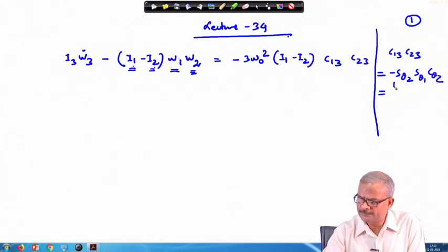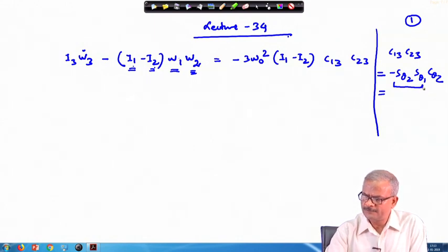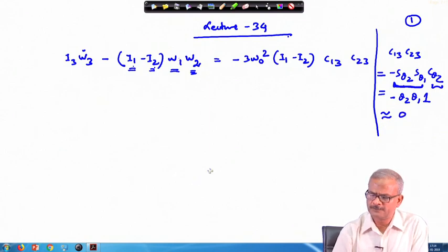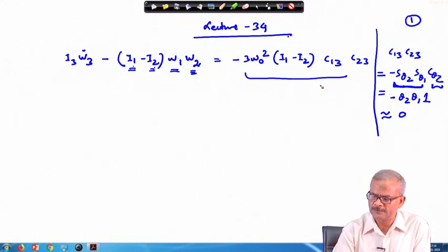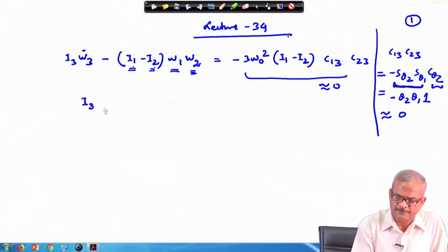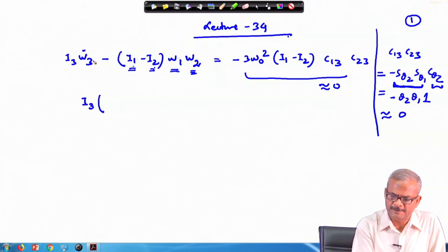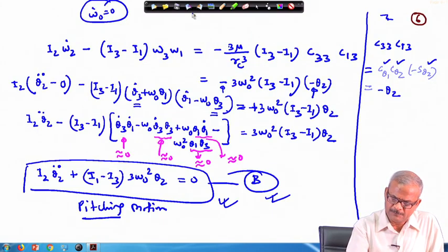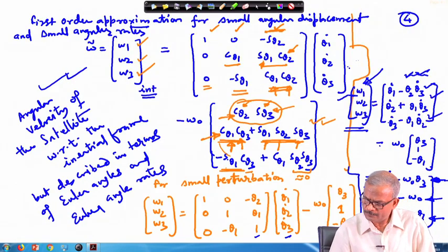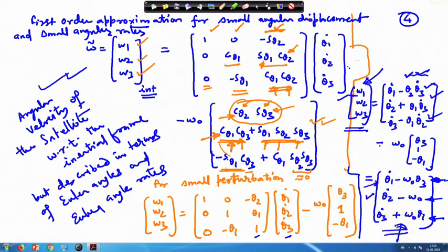So, if you look at this quantity, it is of second order, which will be something like minus theta 2 times theta 1, and this is 1. So, this will be around 0. So, this term on the right hand side drops out. So, this is equal to 0 for the small angular perturbation, and then simply we have to insert here omega 3 dot. So, omega 3 dot, again we have to go back and find out those values. Omega 3 is theta 3 dot plus omega 0 theta 1.